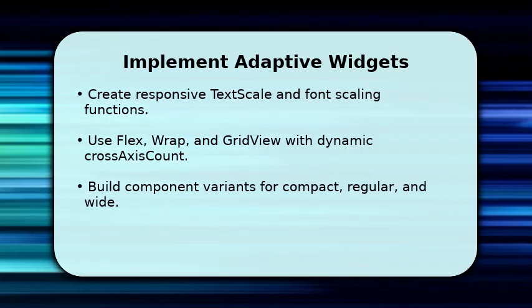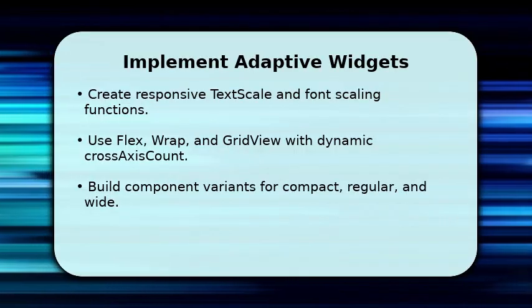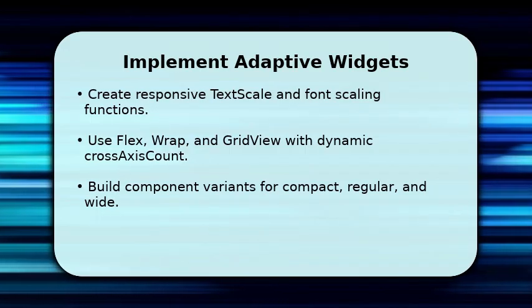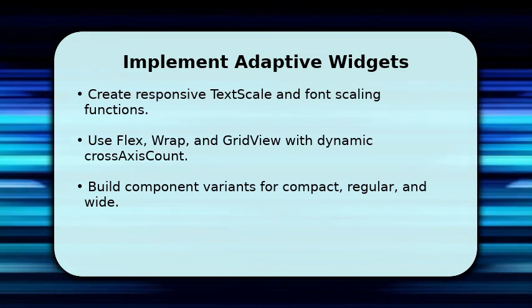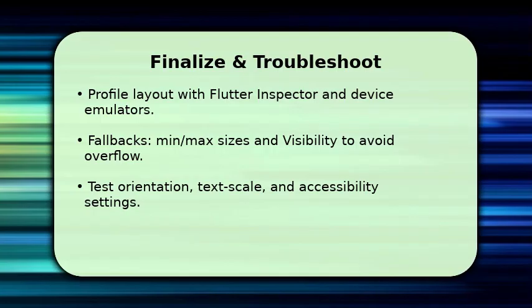Use flex and wrap to shift from row to column, and grid view with dynamic cross-axis count based on width/desired item size. Once components are variant-aware, compose screens from those pieces and test with multiple device sizes and orientations to confirm behavior. Finish by auditing every screen.